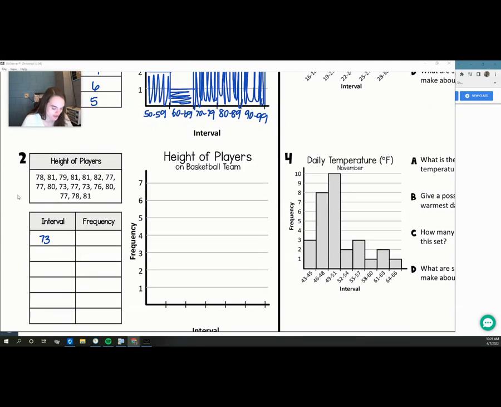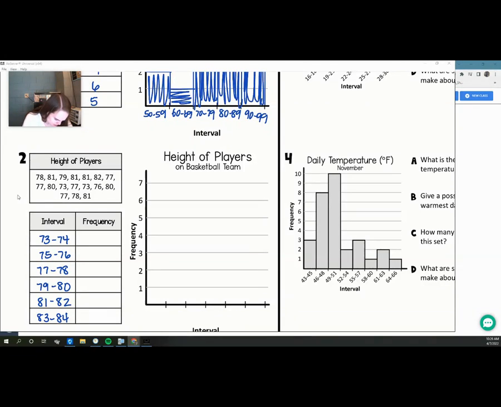So when I say 2 numbers, 73 to 74, that's 2 numbers. 75 and 76, 77 and 78, 79 and 80, 81 and 82, 83 and 84. That works out. I think that gives us everything we need.